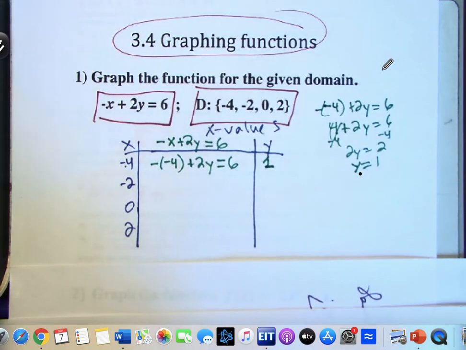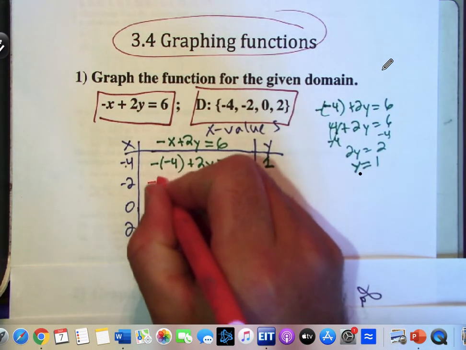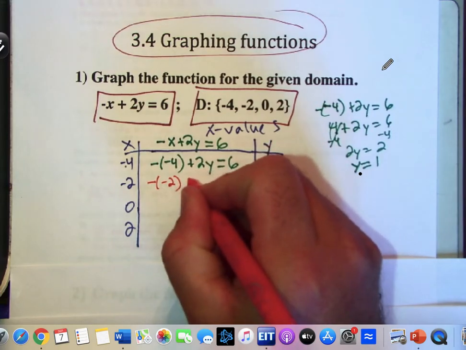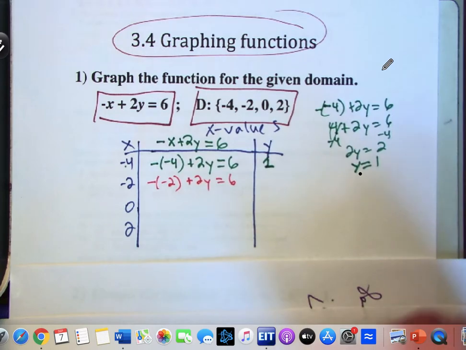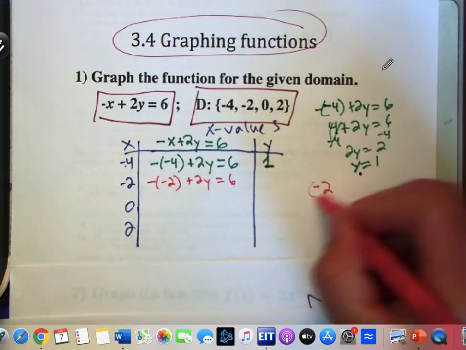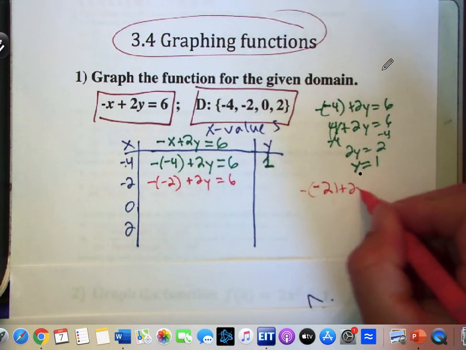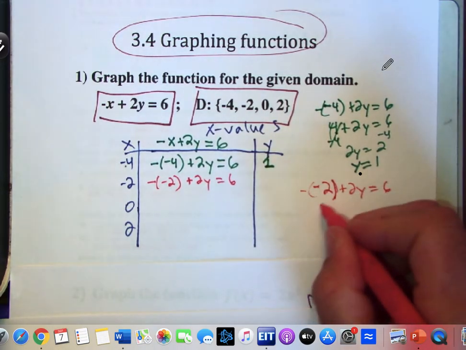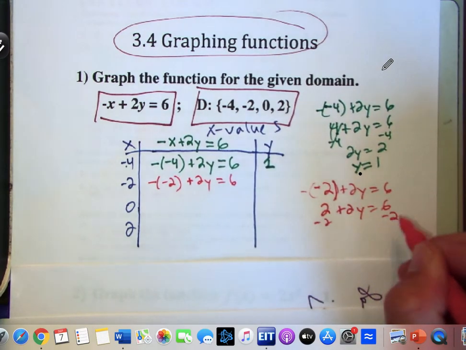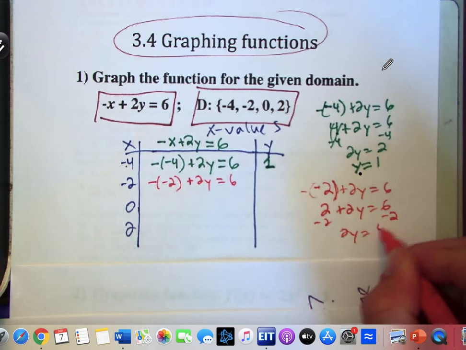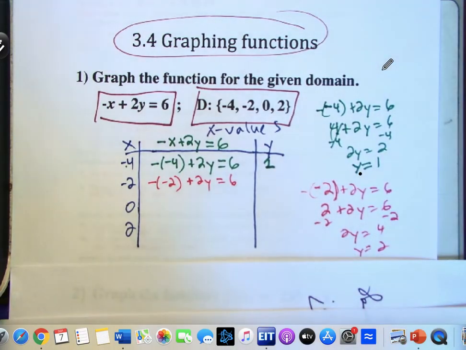All right, I'm going to do the next one. Put -2 into the function: -(-2) plus 2y equals 6. I might have to do some work over here, so I'm going to pull it out so my work doesn't get crazy in the center. -(-2) is 2, plus 2y equals 6. Take away 2 from both sides. We get y is 2. All right, I got another point.